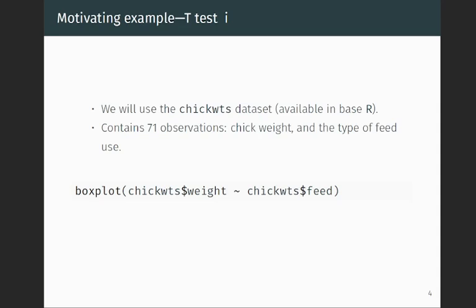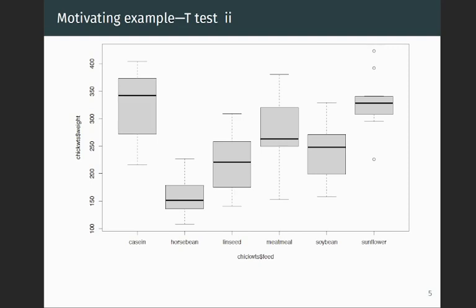So first, we'll visualize the data. Here I'm creating a series of box plots where the continuous variable is the weight of the chicks, and we'll have a different box plot for each type of feed. And so this is what it looks like.